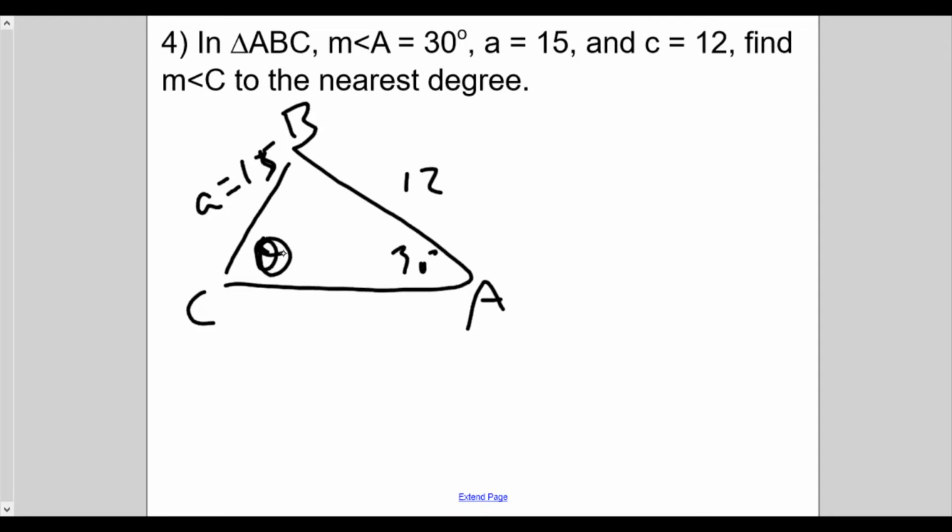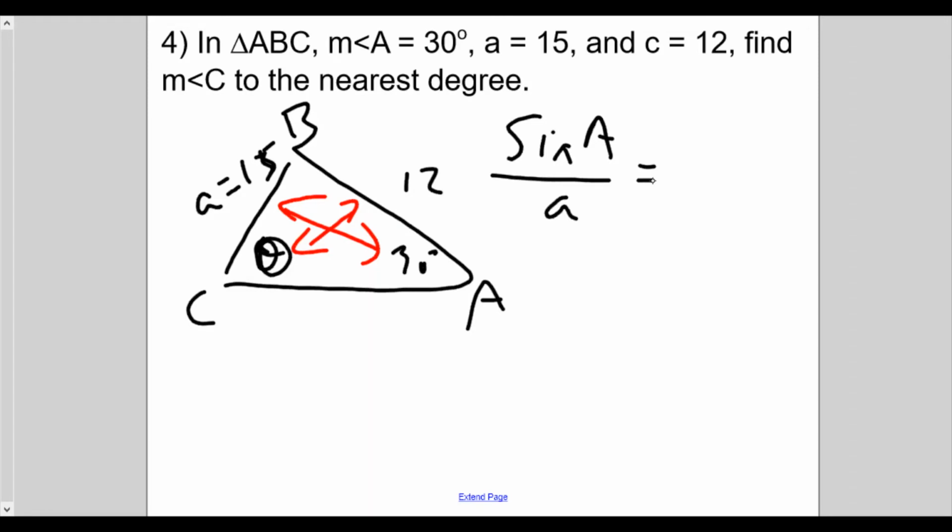All right, so we set this up and we do the following. Notice we have the measure of angle A and the side opposite. We want to find the measure of angle C. We know this is the measure and side opposite. So we will set up our proportion as the sine of A over a equals the sine of C over c.